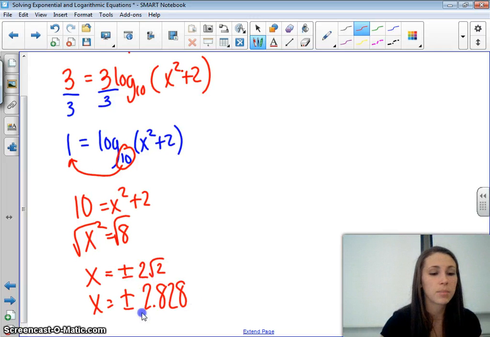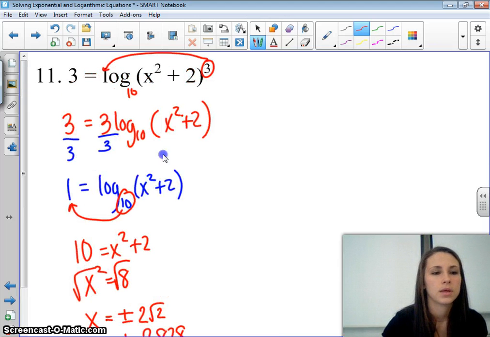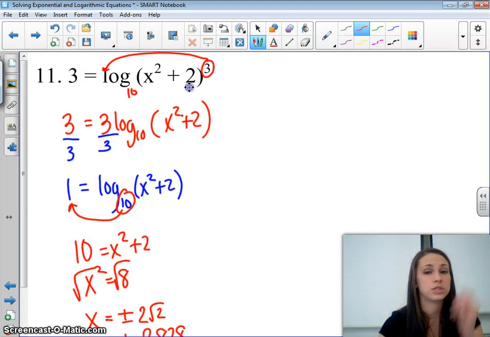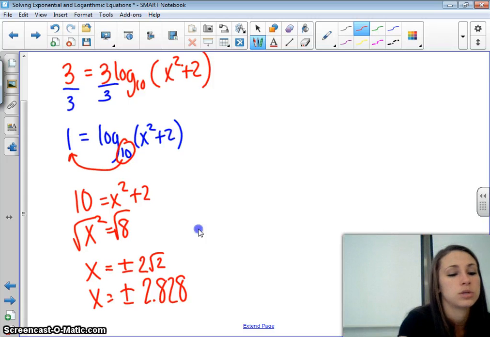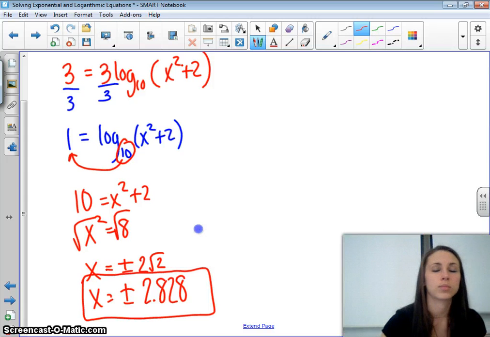Now, I've got to check that and make sure that both of these are actually going to work. So I'm going to check that negative. If I square a negative, that becomes positive, and if I add 2 to it, it's more positive. So that one's fine. The positive, if I square positive, it stays positive, and add 2, still positive. So both of these will actually be solutions to that problem, okay?